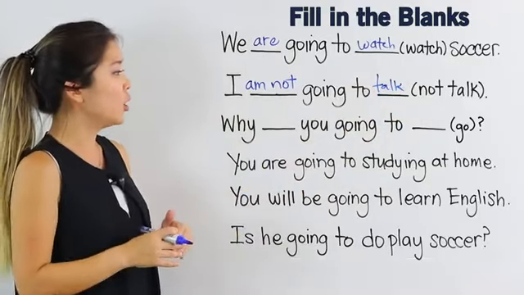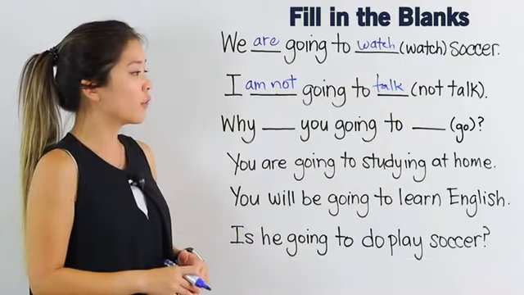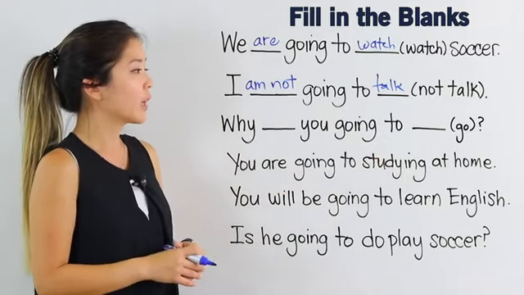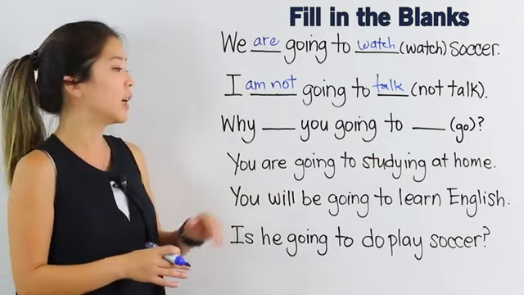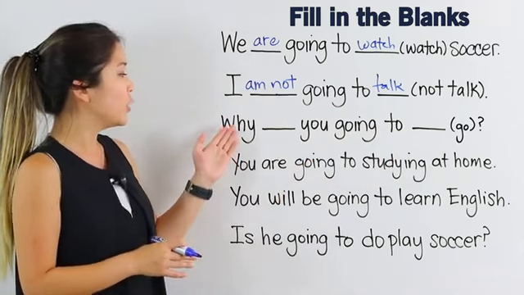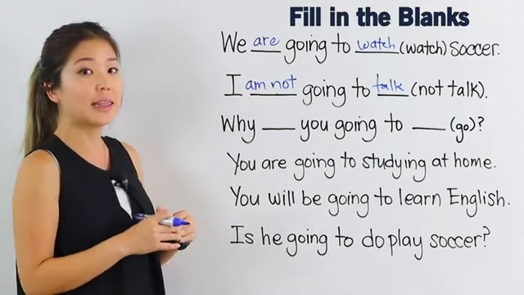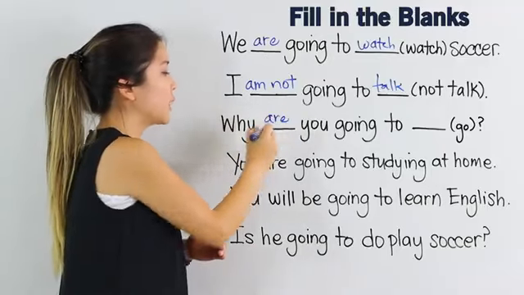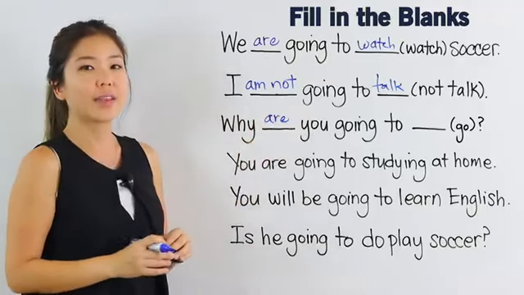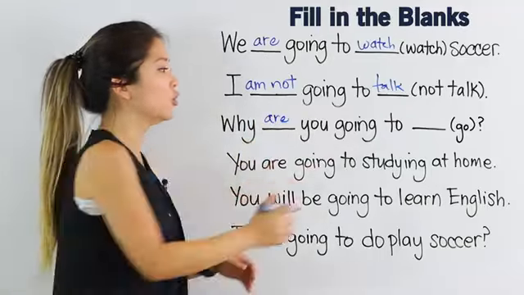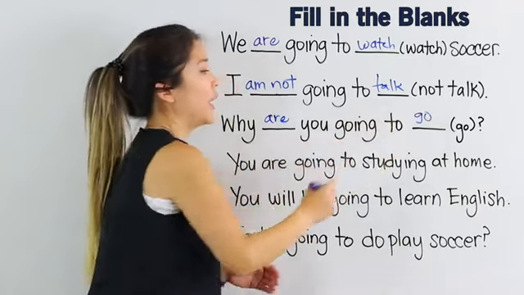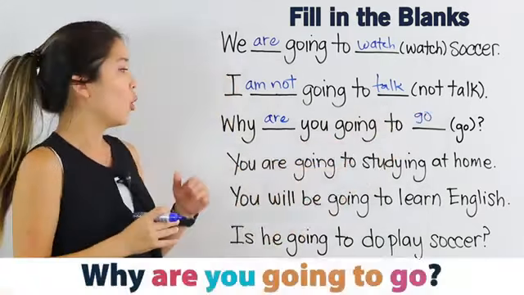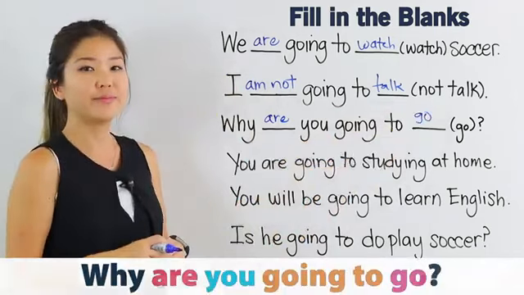Why blank you going to blank? The verb here is go. In a question, especially a WH question, we start with the WH word and then the be verb. Are is the correct be verb because the subject is you. Then we have going to, and again, the base form of the verb. Why are you going to go?